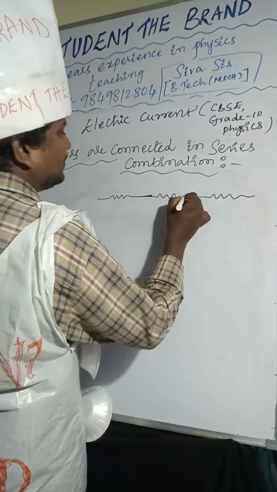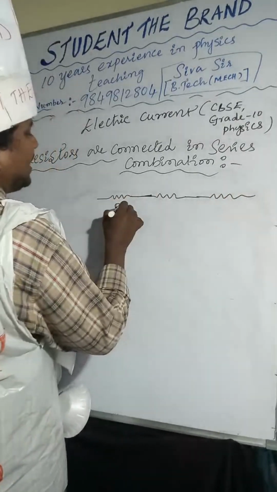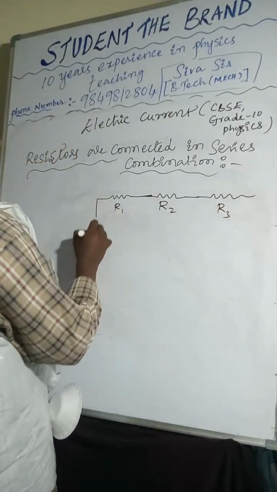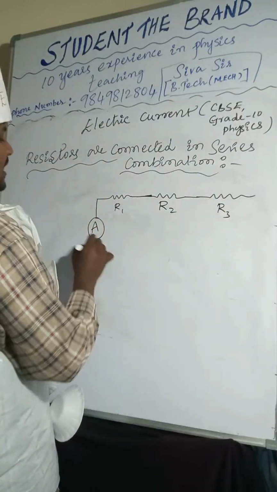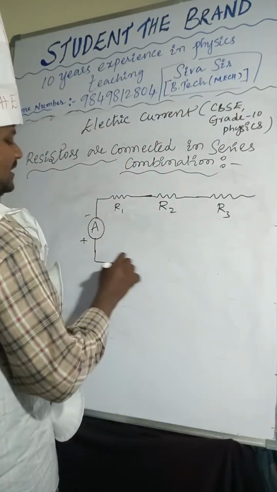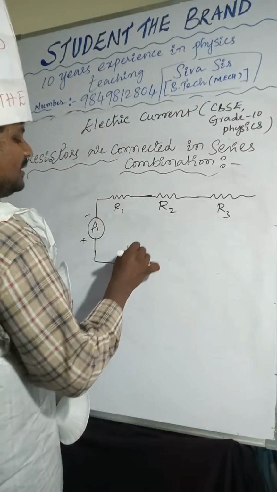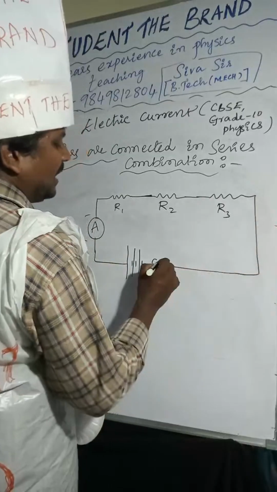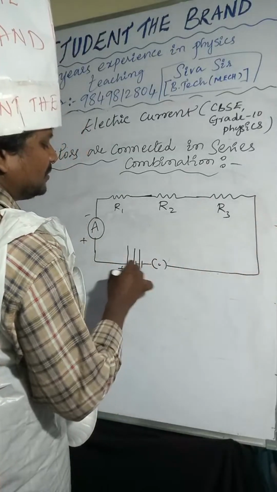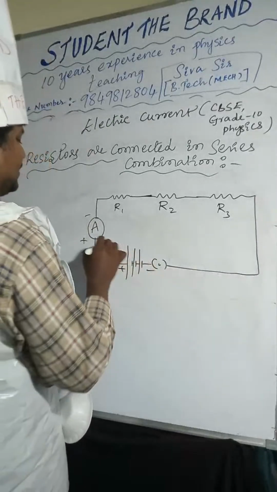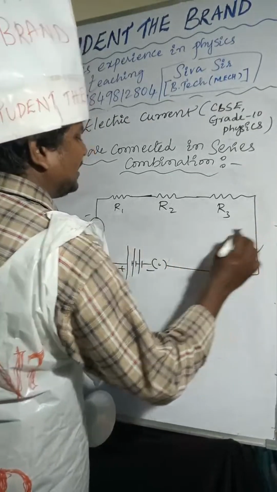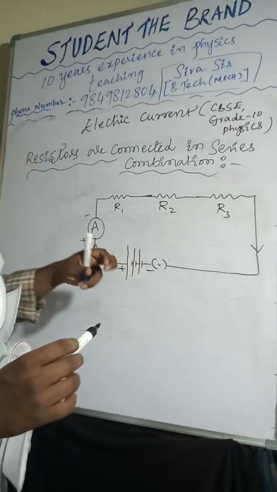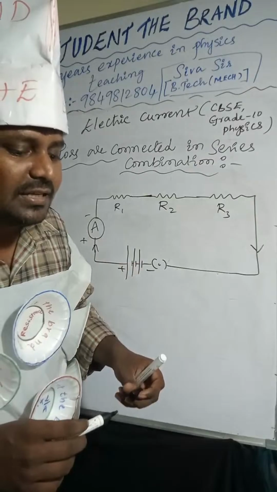What is your question? So R1 I am taking, R2 I am considering, R3 I am considering. If the current is the same in the entire path, then that connection is called series combination. Here you can observe, I am taking the battery, positive terminal, negative terminal, and current is flowing like this. What are series and parallel?